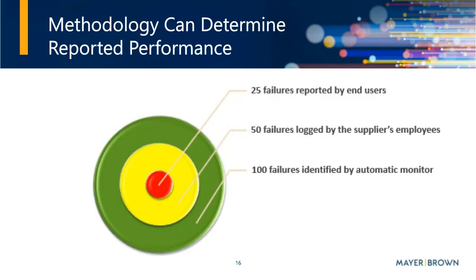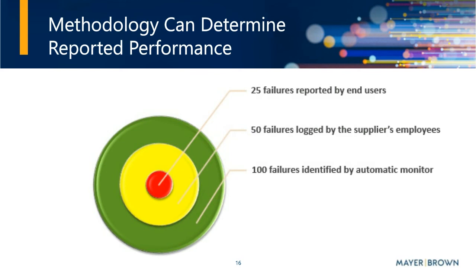On this slide, we show an illustration of how the choice of measurement methodology alone can significantly impact the results of the service levels. Let's imagine that the service standard here is the number of failures that occur in devices supported by the supplier. In the first measurement methodology, we measure the number of failures based on what is reported by end users. End users may report only 25 failures in a month because they don't always report minor errors, or they might lack the understanding of what a failure really is.